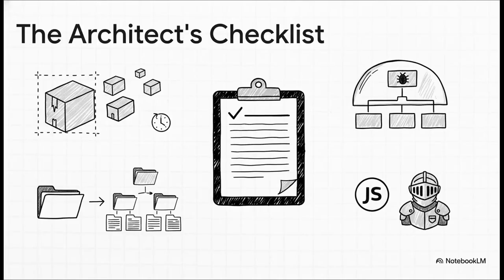And the architect's checklist just keeps going. You're thinking about things like code splitting with React.lazy to make sure your app loads super fast. You're implementing error boundaries so that one little bug in a component doesn't crash your entire application. It's all about thinking ahead, designing a folder structure that can scale, and using tools like TypeScript to make your code safer and more robust.